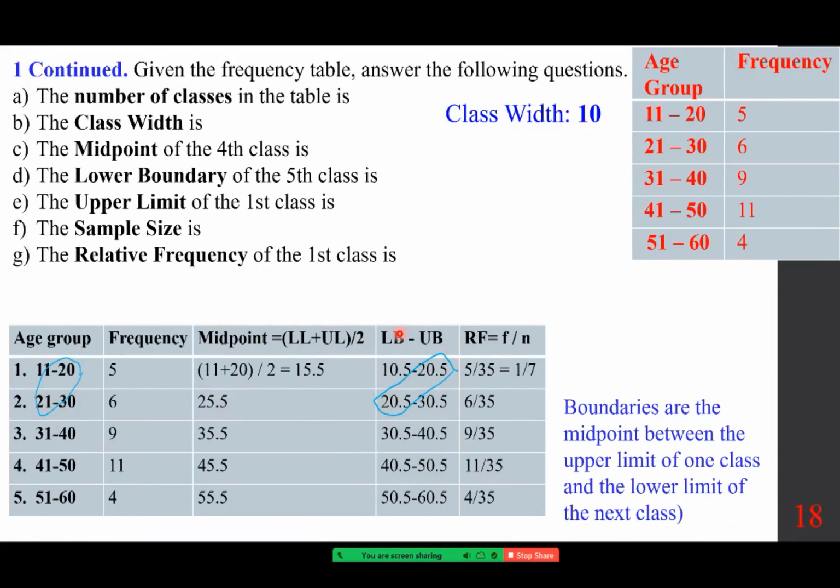This is LB, lower boundary. This is UB, upper boundary. RF, relative frequency, is defined as F over N. So this one would be 5 over 35. This would be 6 over 35, 9 over 35, and always put them in lowest terms. Relative frequency, you may use a percentage to represent that, or decimal, or fraction.